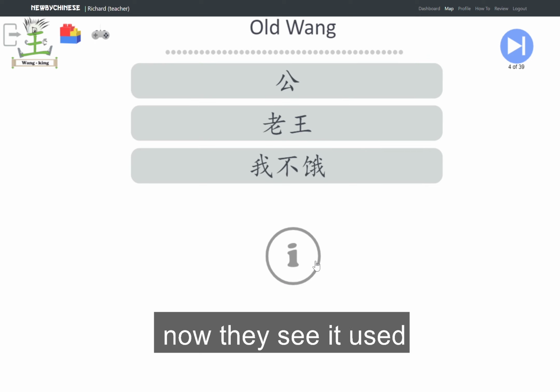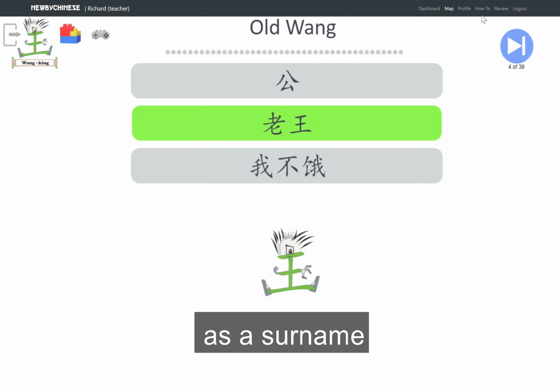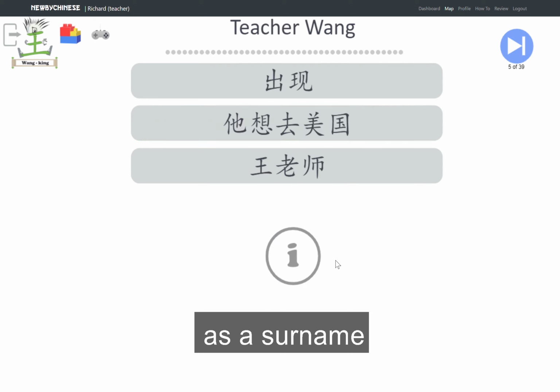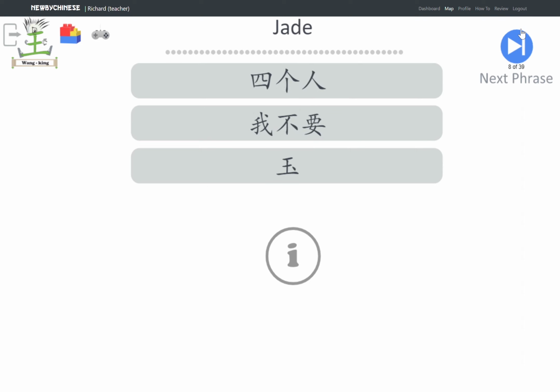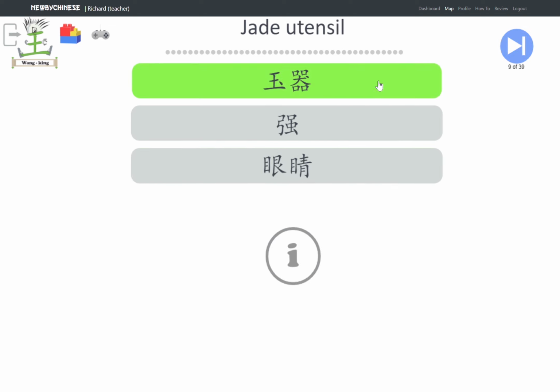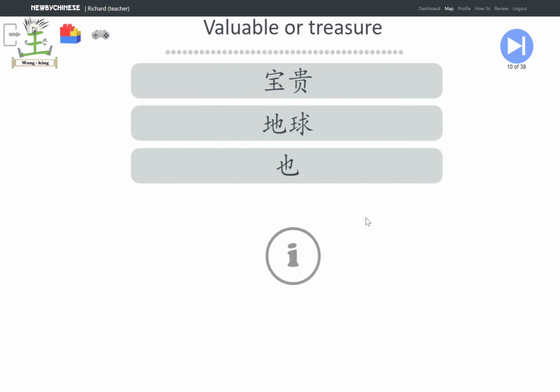Old Wang. Now they're seen as a surname. King. One. Okay, teacher Wang. Wang 老师. Cool. Pro level gamer, big king. King. Okay, cool. Mrs. Wang. Let's move on. Jade. Oh, I've forgotten. Jade. Okay, there it is. Jade utensil. Easy. Valuable or treasure? Treasure. Oh, yeah. There it is.